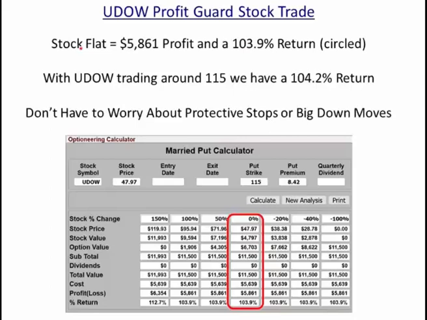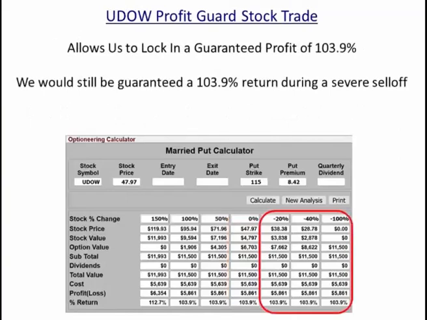So if UDOW was flat, we'd have a $5,800 profit, 103% return, and with UDOW trading around 115, we had a 104% return for the trade. So once we bought that put protection, we don't have to worry about protective stops or big down moves in the underlying stock or ETF, in this case the UDOW. So our guaranteed profit with this trade, even if the ETF declined severely, was 103%.